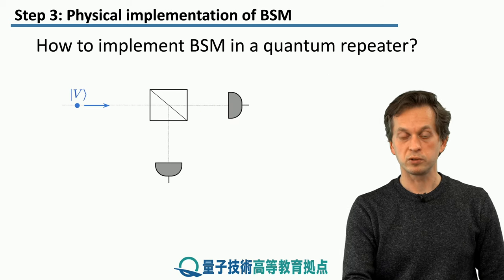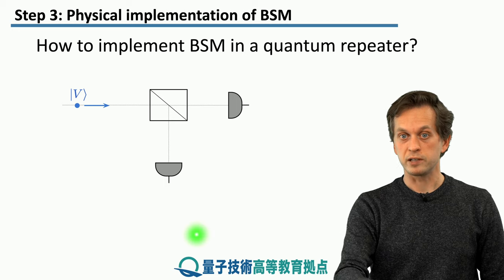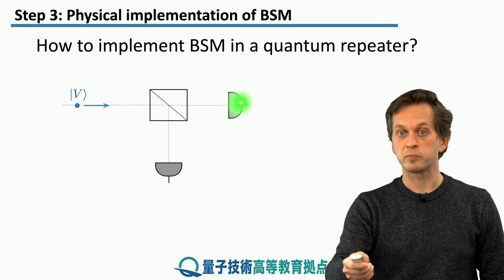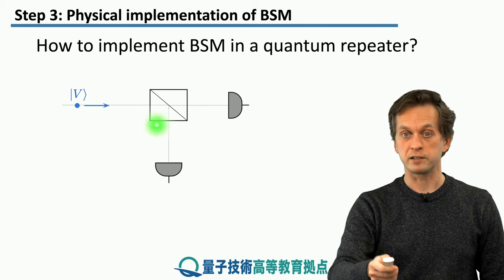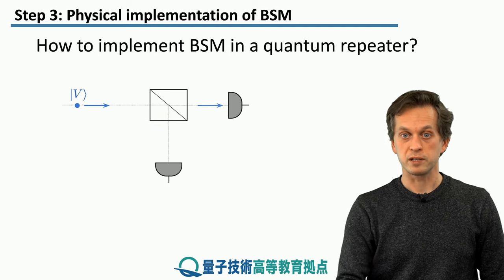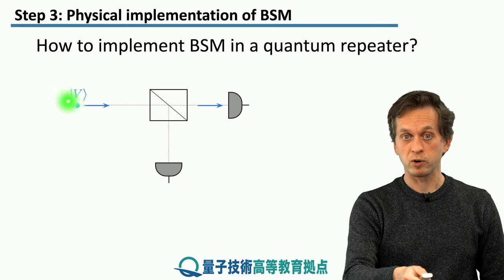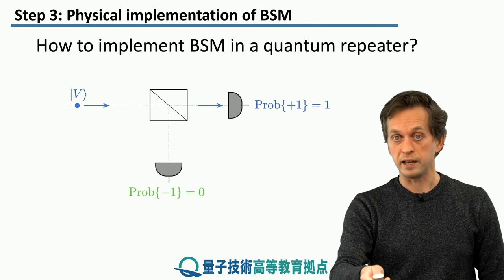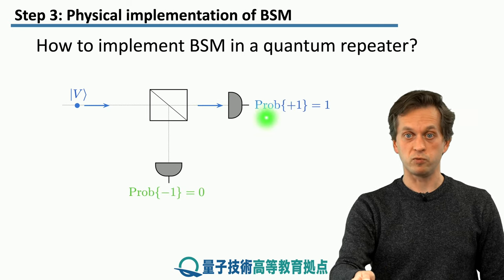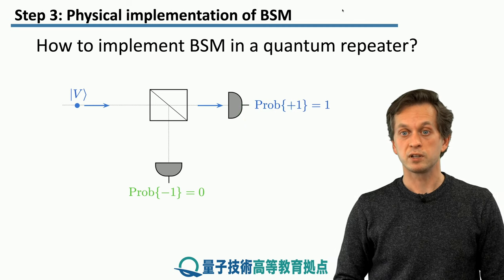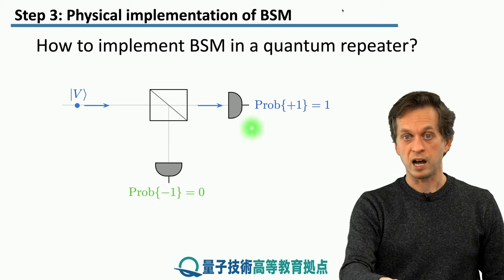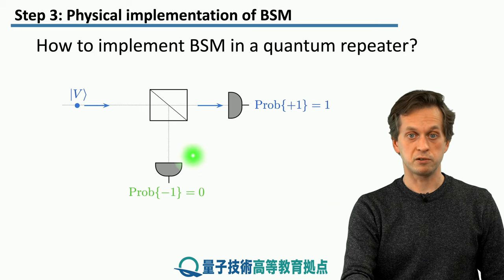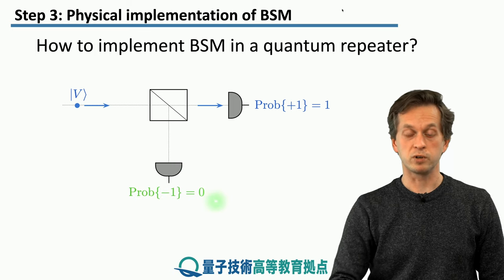So consider that we have a single photon polarized in the vertical direction, and we place two detectors after the polarizing beam splitter to detect which path was taken by the single photon. So what happens, as we saw before, if the photon is vertically polarized, it gets transmitted through the polarizing beam splitter. Therefore, it gets detected by this detector here with probability 1. This represents our measurement for plus 1. It never happens that a vertically polarized photon gets reflected. Therefore, this detector never gets triggered.